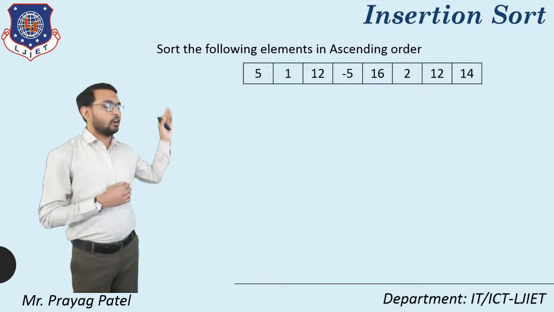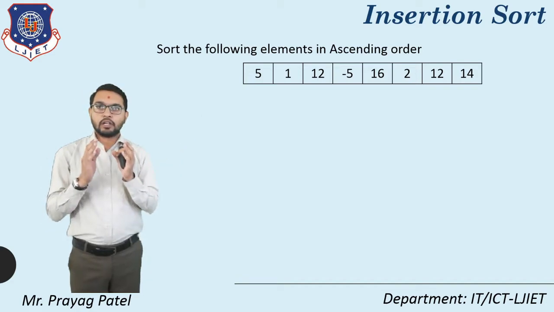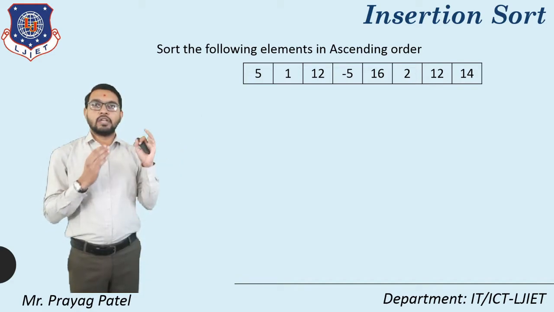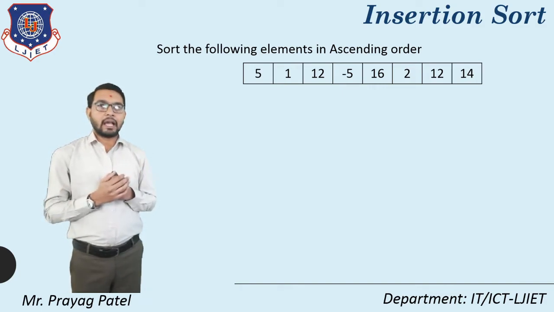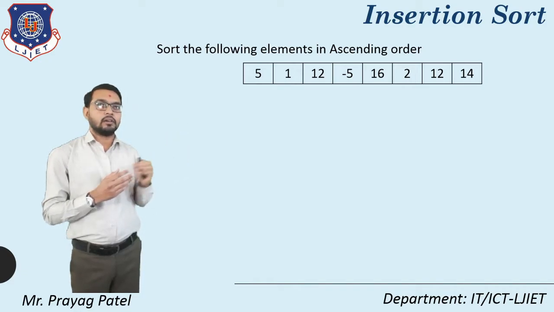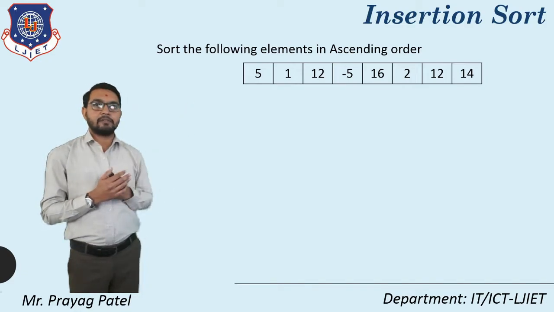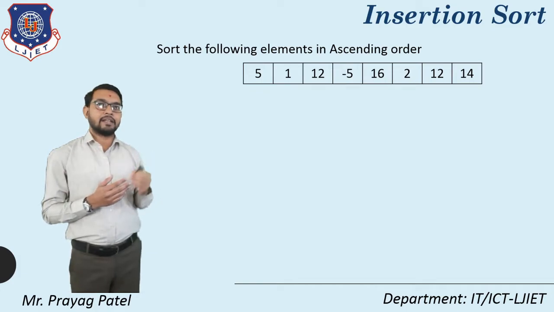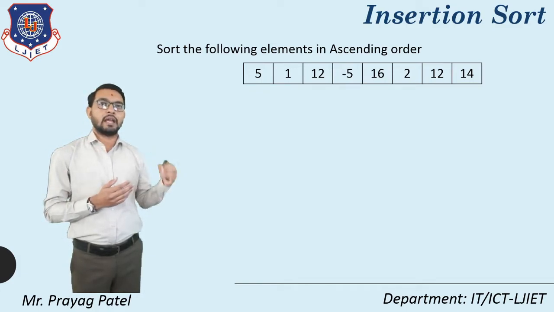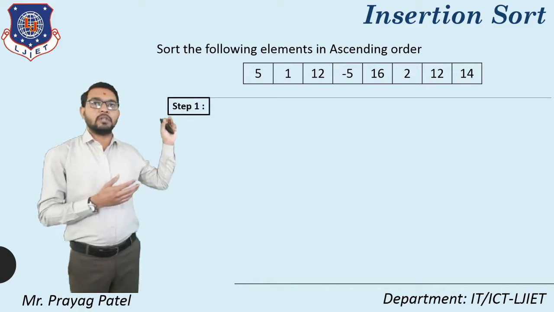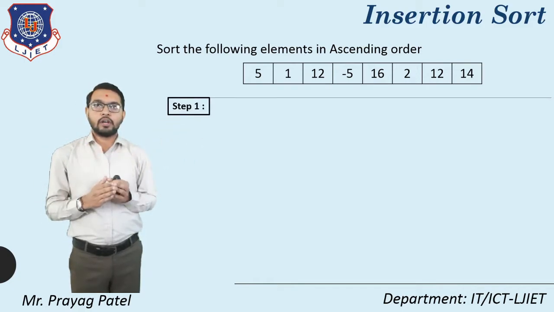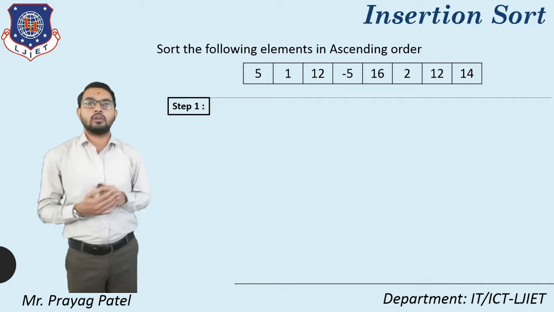Now for understanding the insertion sort algorithm, consider one example, and using this example you can understand how insertion sort algorithm will work. Sort the following elements in ascending order. So consider the elements 5, 1, 12, minus 5, 16, 2, 12 and 40. And consider arranging these elements in ascending order using the insertion sort algorithm.